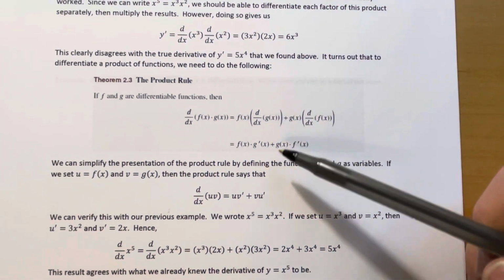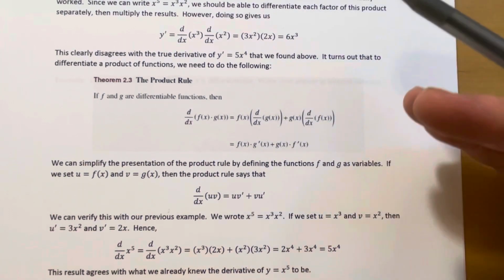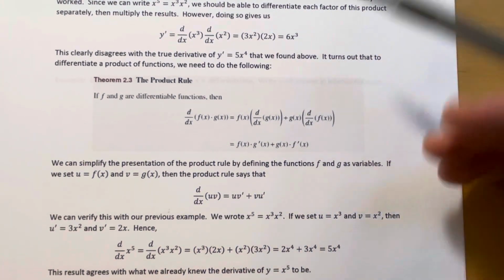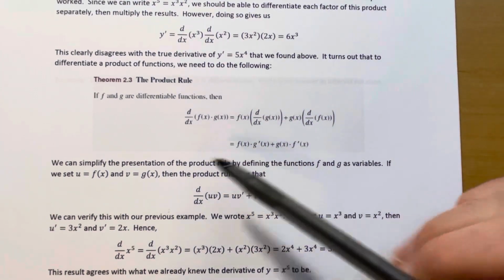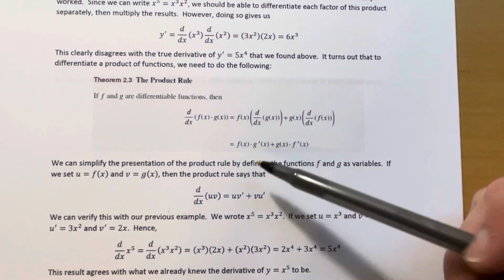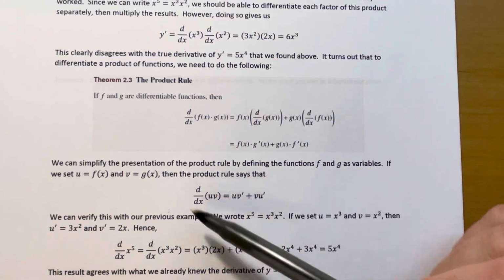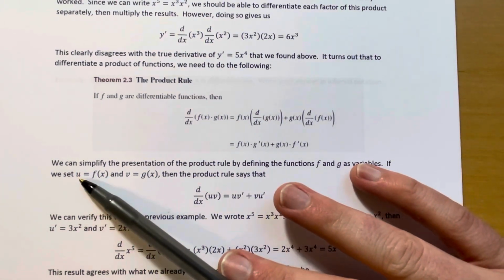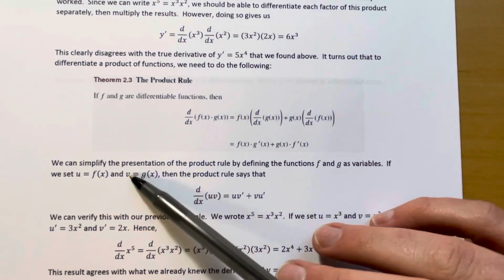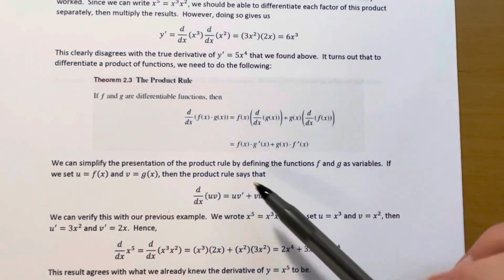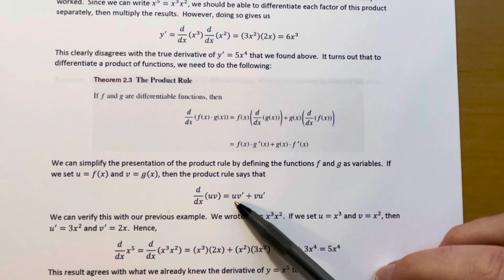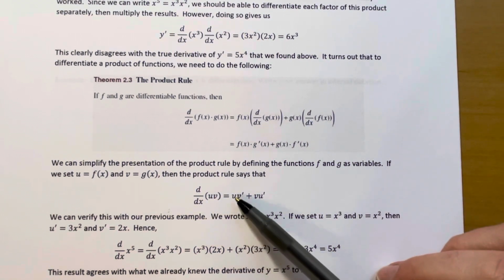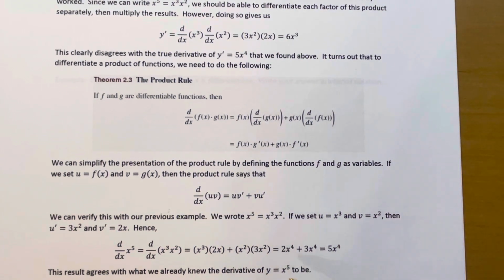It's very common when we're introducing the product and the quotient rule, which we'll talk about later in this section, to represent it using variable notation instead of function notation. So it's not uncommon to set a variable like u equal to f of x and a variable like v equal to g of x so that we could rewrite this rule this way. The derivative of uv is equal to u v prime plus v u prime.